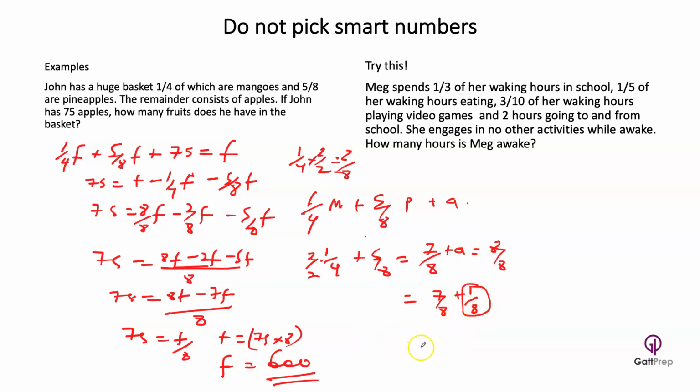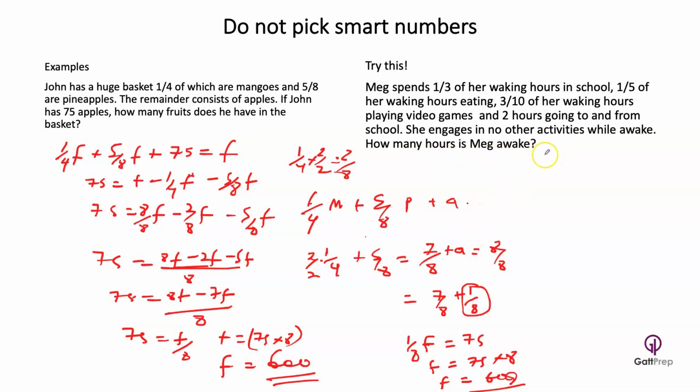And then we can say that 1 over 8 times the fruits should be equal to 75, and then we can say fruits should be equal to 75 times 8, and so fruits should be equal to 600 fruits. So that's another way you can look at this problem.